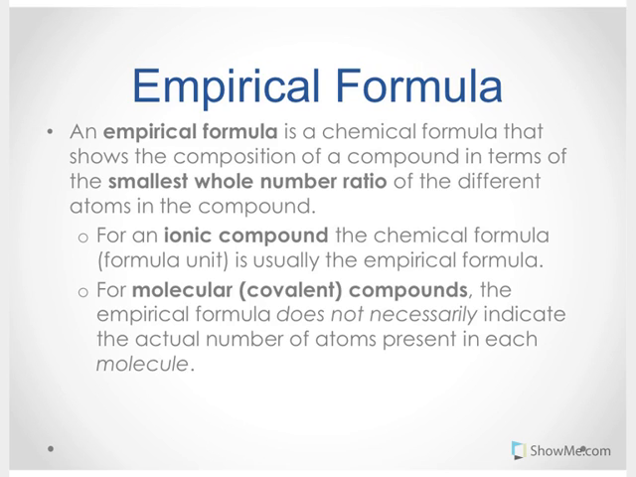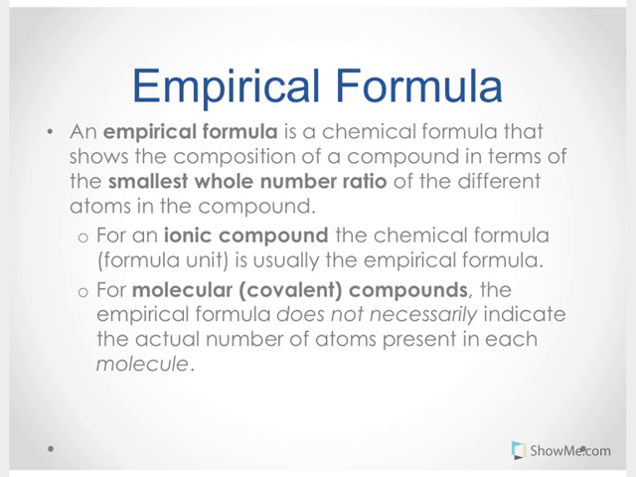An empirical formula is a chemical formula, but it's a specific type. It shows the composition of a compound in terms of the smallest whole number ratio of the atoms that are involved in that compound. If you recall from the naming unit, when we write the chemical formula for an ionic compound, another name for it is a formula unit. When you write the formula unit for an ionic compound, we always reduce the subscripts to the lowest possible ratio, the smallest whole number ratio. And so typically with ionic compounds, the empirical formula is going to be the same as the formula unit.